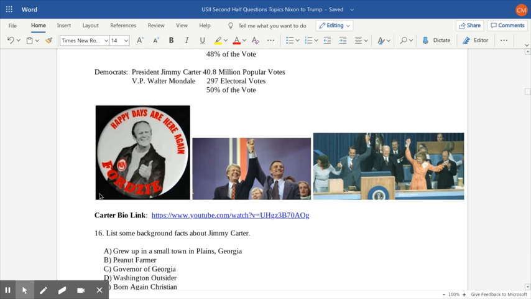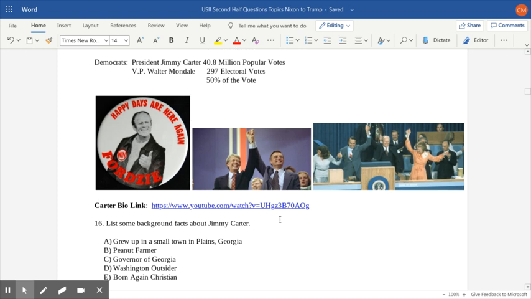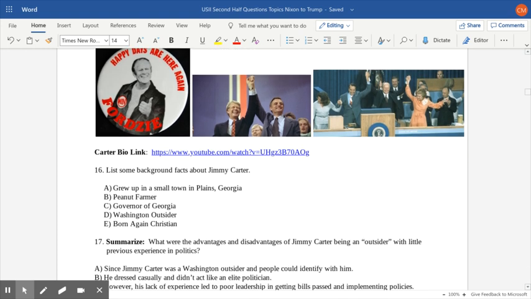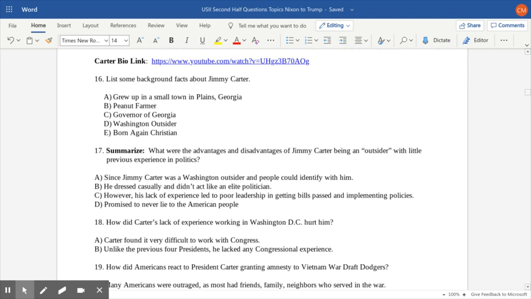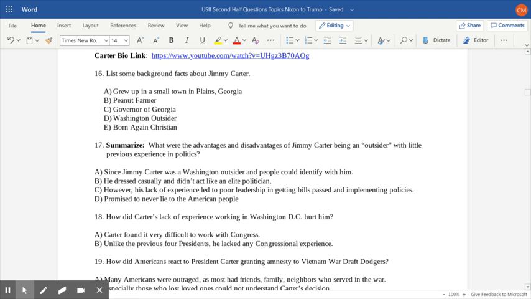So the challenger to Ford, and there's a little bio link there that I would encourage you to take a look at on Jimmy Carter, to get a little more background on him. So you look at Carter, he grew up in a small town in Plains, Georgia. He had a very interesting career prior to getting into politics. He was a peanut farmer. You may think he's nuts, but he did make a good living off of that, owning a tremendous amount of land, and was a very successful plantation owner.